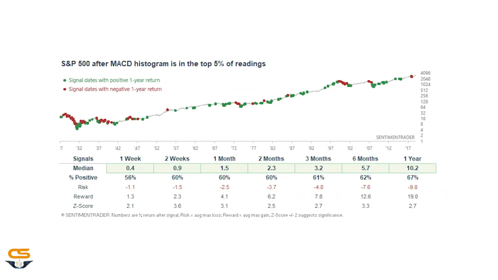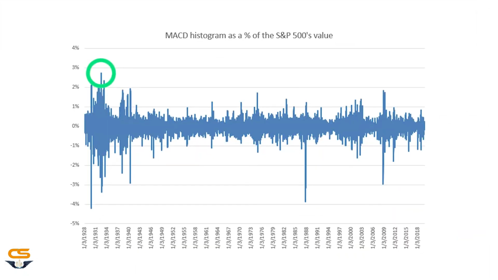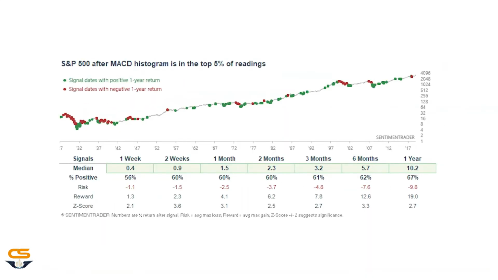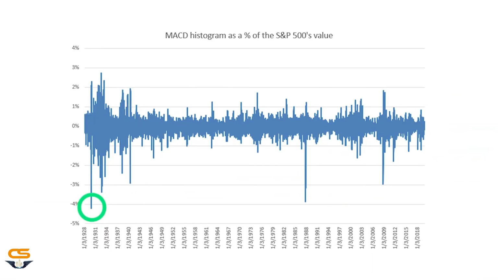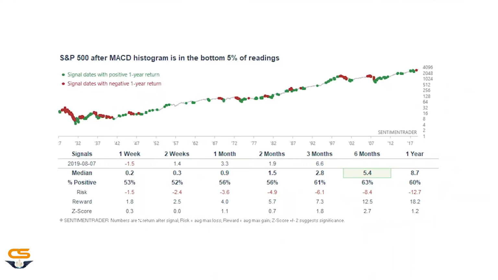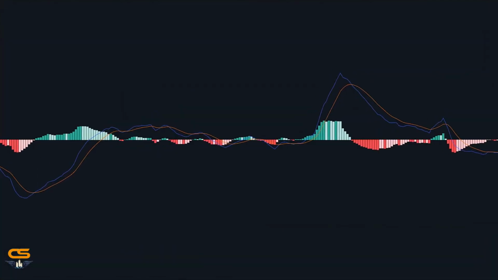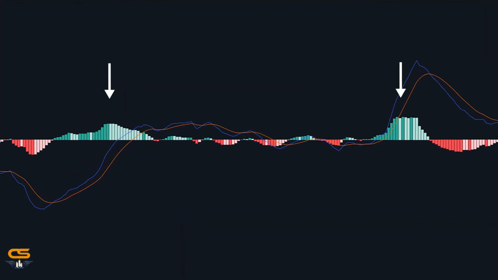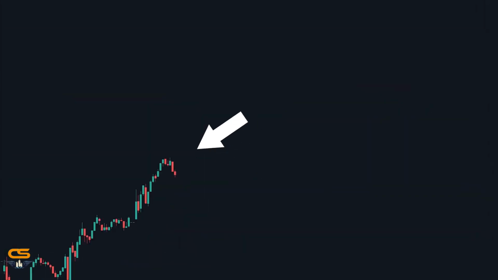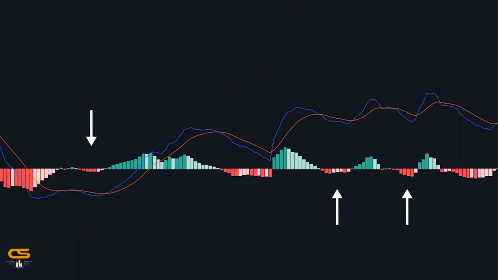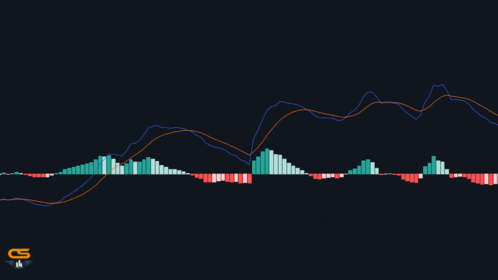So whenever the MACD was in the top 5% of its readings, so when it had a big spike upwards compared to the past, the S&P 500 did this. When the MACD was in the bottom 5% of its readings, meaning it had a big dip downwards, the S&P 500 did this. So what I learned from these results, overall, extremely high MACD readings were more bullish than bearish for the S&P 500. This is because strong momentum is usually followed by more strong momentum, meaning extremely low MACD histogram readings weren't constantly bullish or bearish.